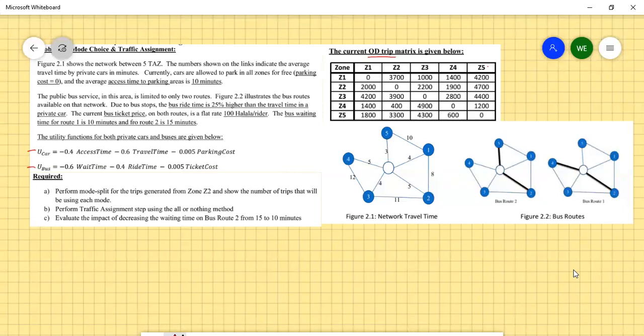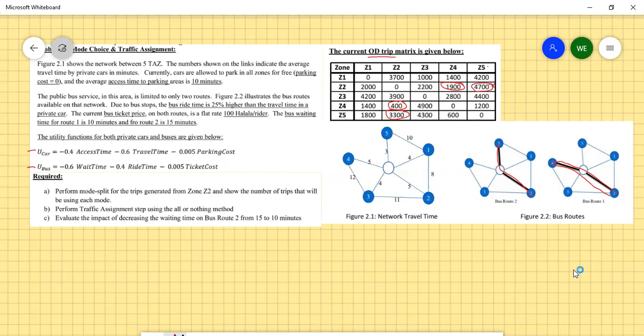What does this mean? This means that we have trips between 2 and 5, between 5 and 2, and between 2 and 4, and 4 and 2. These trips are subject to mode choice. In other words, for these volumes between 2 and 5 and from 5 to 2, the travelers have a choice either to drive by car or go by the bus. The same applies for trips between zones 2 and 4. So these are the trips that are subject to mode choice.